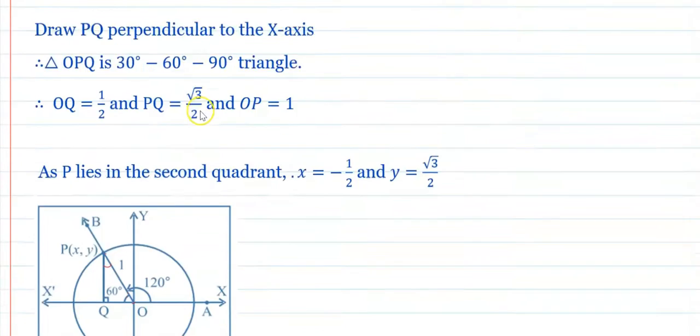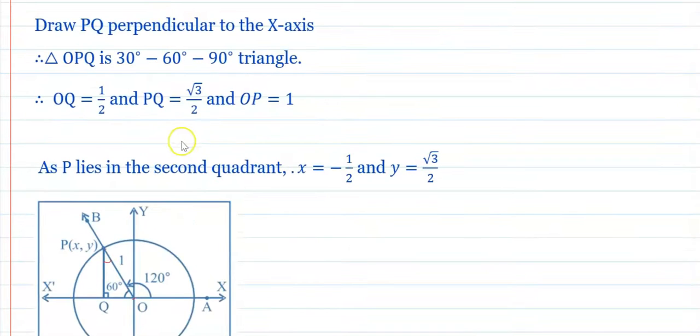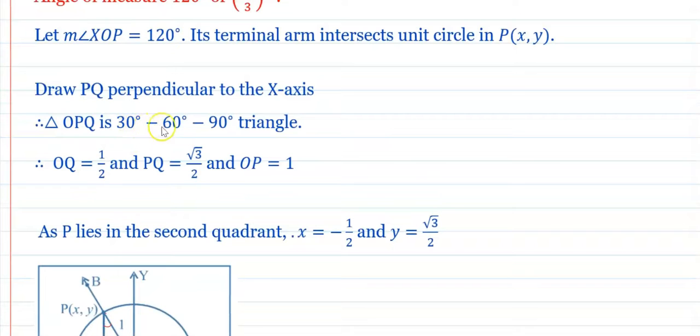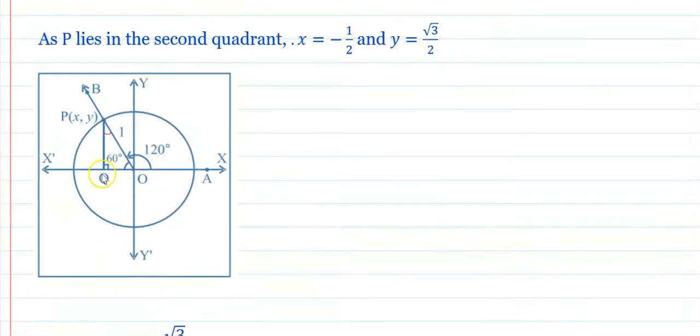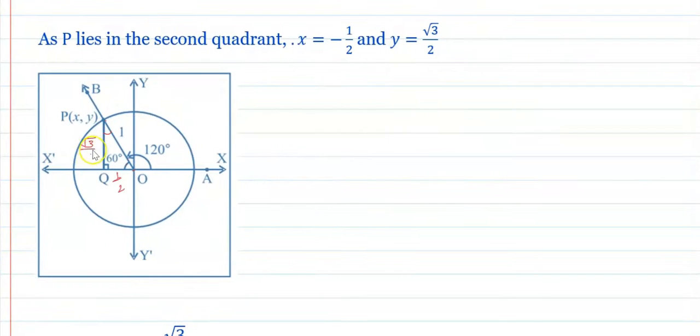Therefore, we draw the perpendicular PQ on the x-axis. And we have the triangle OPQ. OPQ is a 30-60-90 triangle. OQ, the side opposite the 30 degree angle, is half of the hypotenuse. Therefore, OQ is equal to 1 upon 2. And what about this PQ? It is root 3 by 2 times the hypotenuse, which means PQ is equal to root 3 upon 2. See this here, this PQ distance is root 3 upon 2.